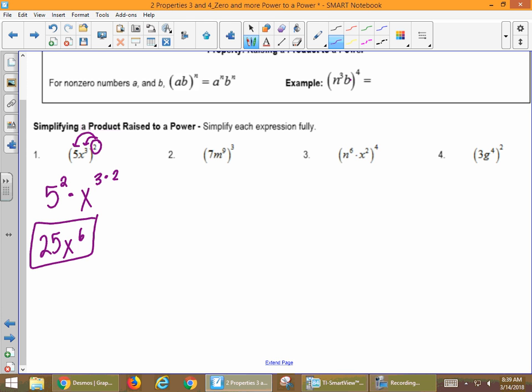All right, let's go back to this example. N cubed b. That's really b to the first. So I'm going to slide a 1 in there as my exponent. And then when I bring this 4 in, it's going to multiply. So I'm going to do the middle step where I do n to the 3 times 4, b to the 1 times 4. And then 3 times 4 is 12, and 1 times 4 is 4. That's done.